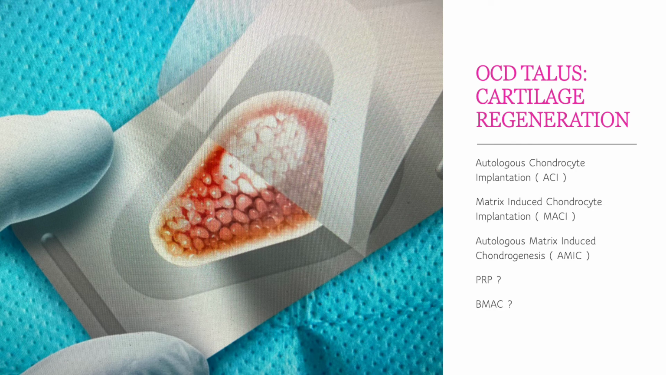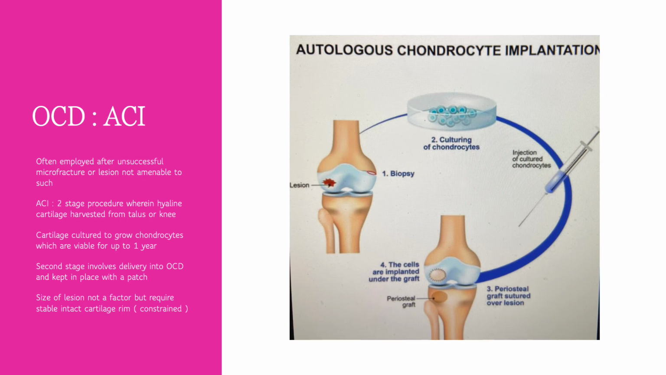Let's move now to cartilage regeneration techniques, which would be ACI, MACI, and AMIC, plus or minus orthobiologics like PRP and BMAC. ACI is often employed after unsuccessful microfracture or a lesion that's not amenable to microfracture. It's a two-stage procedure wherein hyaline cartilage is harvested from the non-articulating portion of the talus, or more commonly the knee. That cartilage is cultured to grow chondrocytes, which are typically viable for up to a year.